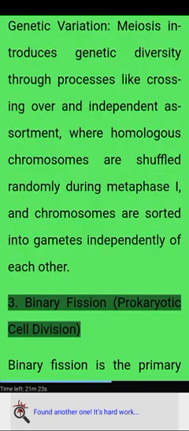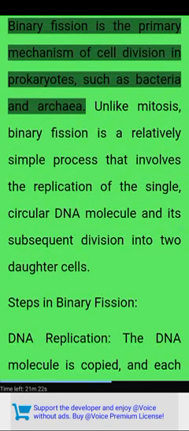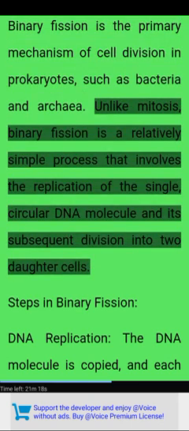3. Binary fission. Prokaryotic cell division. Binary fission is the primary mechanism of cell division in prokaryotes, such as bacteria and archaea. Unlike mitosis, binary fission is a relatively simple process that involves the replication of a single, circular DNA molecule and its subsequent division into two daughter cells.